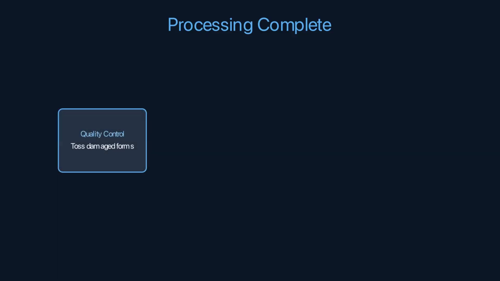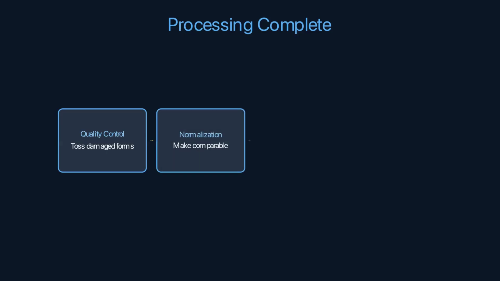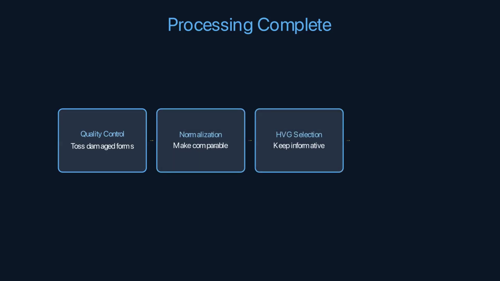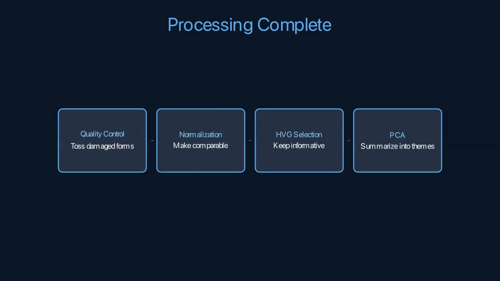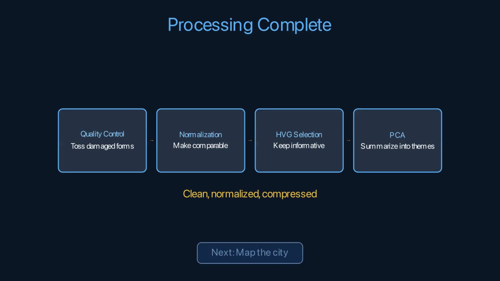Four processing steps. Quality control to toss damaged forms. Normalization to make neighborhoods comparable. HVG selection to keep only informative questions. PCA to summarize into key themes. The raw forms are now clean, normalized, and compressed. Next, map the city.